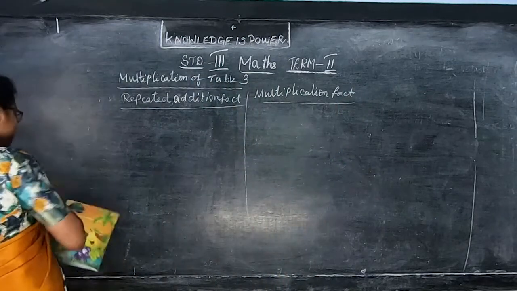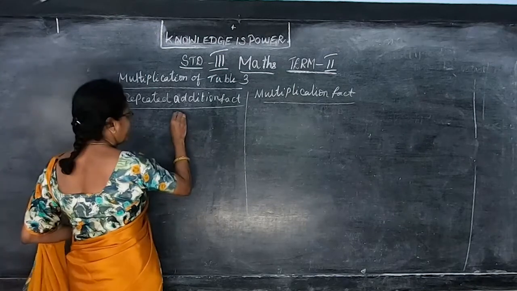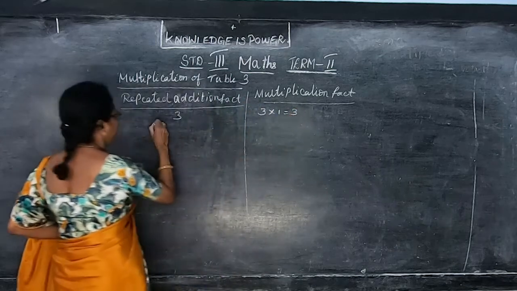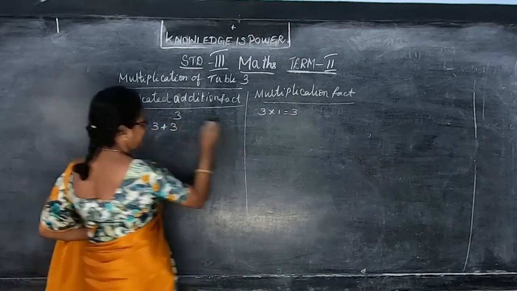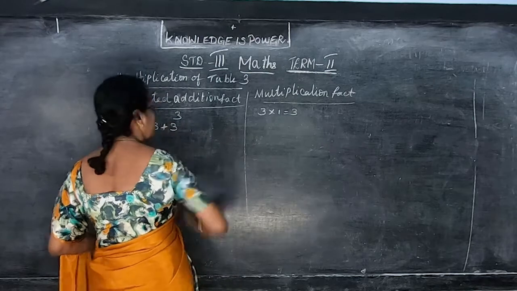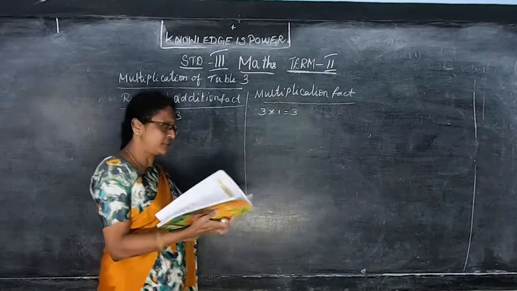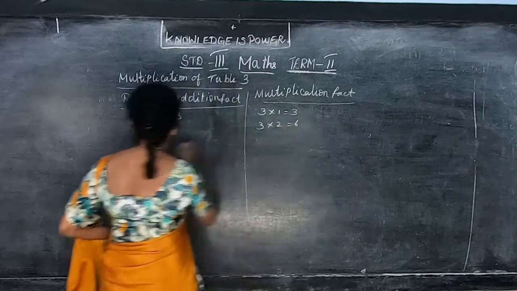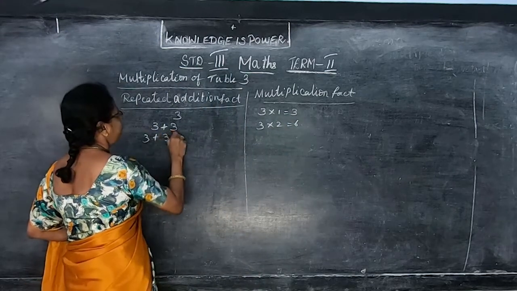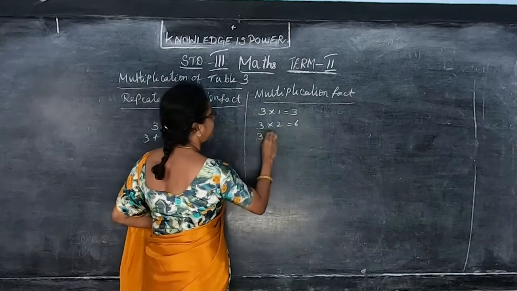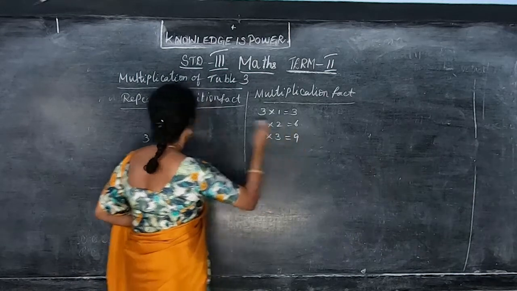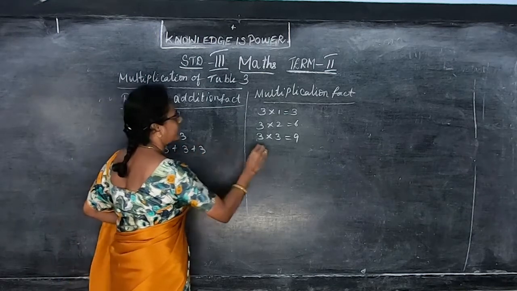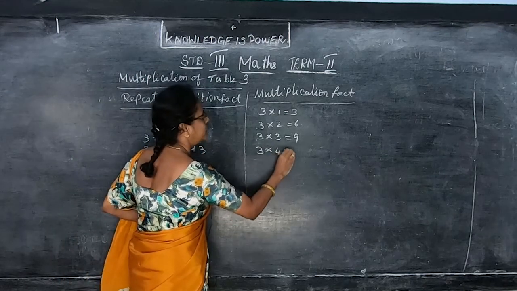So, here they are given only 1, 3, meaning an addition fact. You have to write 3 ones are 3. Here they are given 2 times, 3 plus 3. This is the addition fact. If you have put the plus sign, this is the addition fact. So, 3 is there 2 times, so 3 2s are 6. Then 3 plus 3 plus 3, 3 3s are 9. Then 4 times, that is 3 4s are 12.